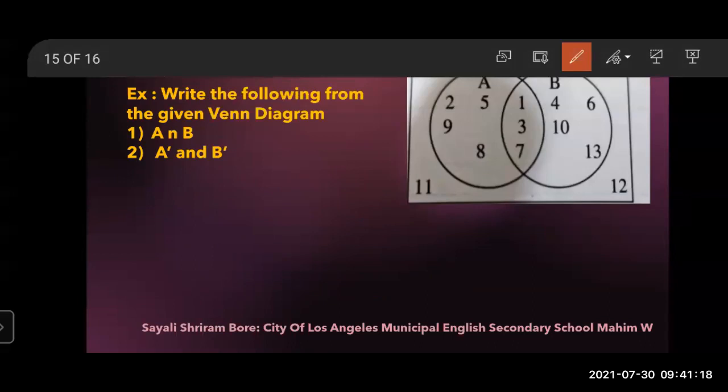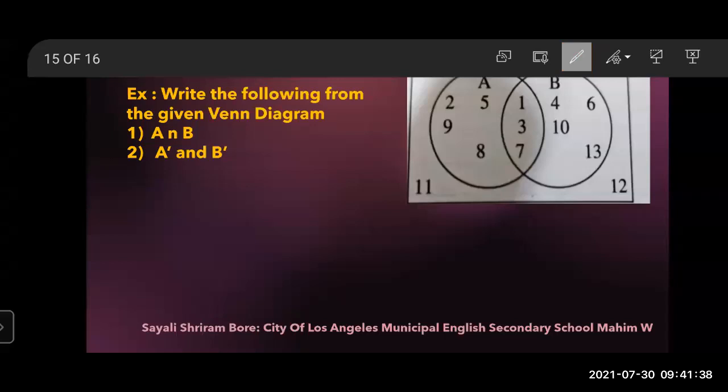Now here, write the following example to the Venn diagram. That is already the Venn diagram. Okay? And you have to find out A intersection B, and A dash and B dash.